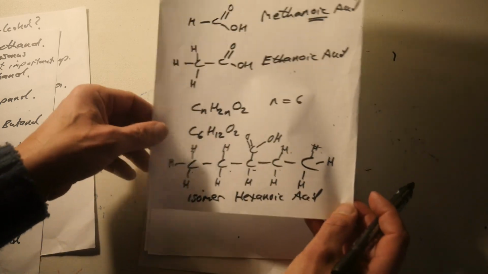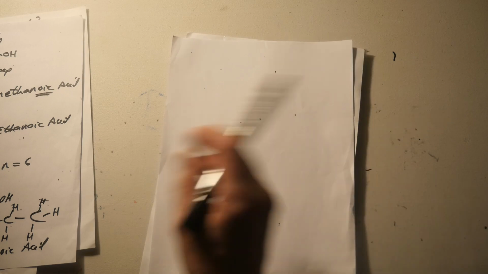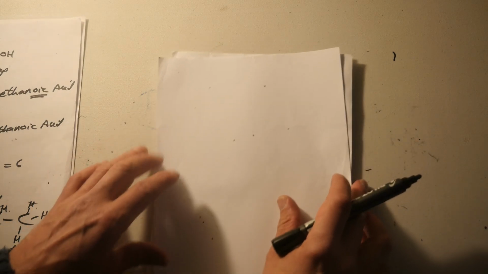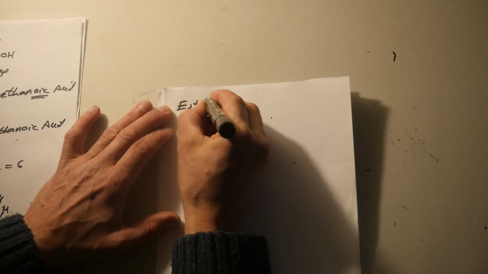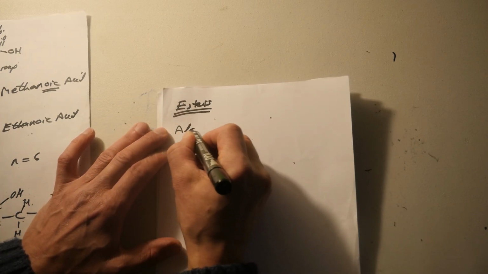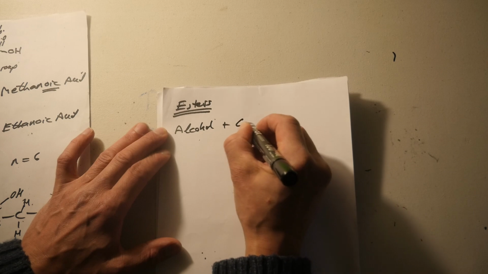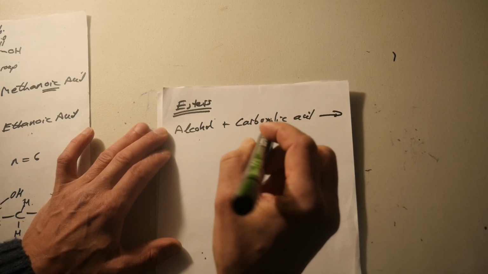So we've got acids and alcohols. What can we do with these? Well, there is something we can do with them that's actually pretty exciting and very memorable, especially for your nose. You can make esters. An ester is basically an alcohol plus a carboxylic acid leads to an ester.